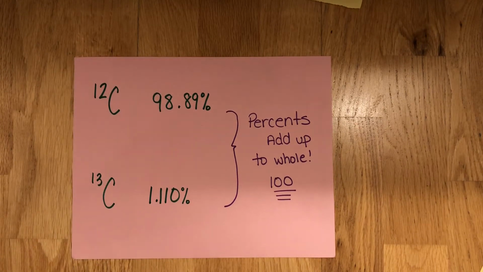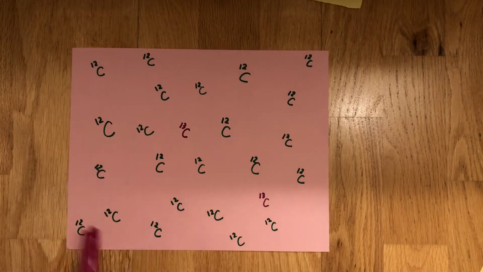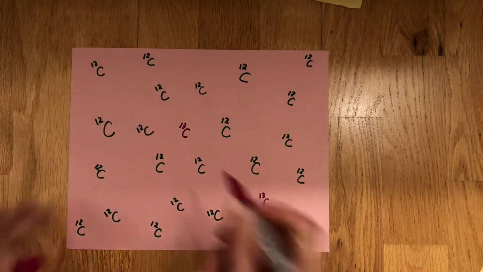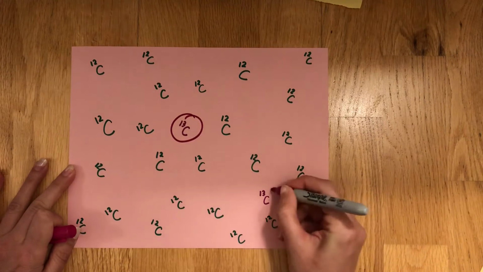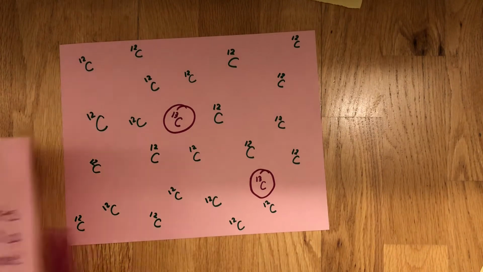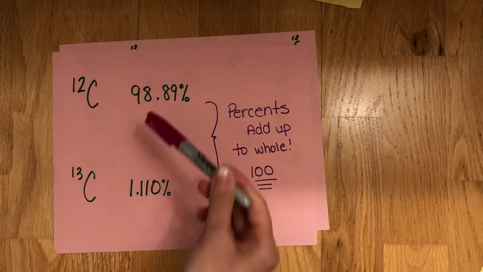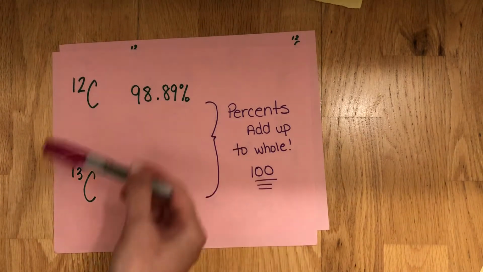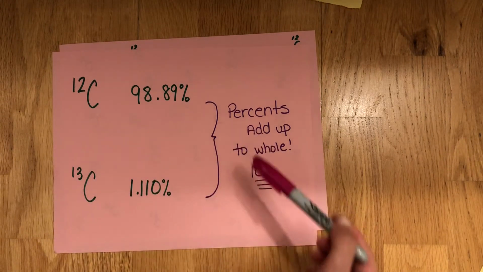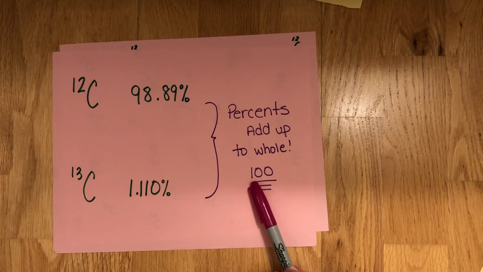And so if we were looking at a sample of carbon, it would kind of look like this, right? Tons of carbon-12s, carbon-12, carbon-12, carbon-12. And only a few of those carbon-13s, hence representing something like this, okay? Another good thing to note is that your percentages for your sample should add up to 100. So this percent and that percent add up to a whole, which is 100.